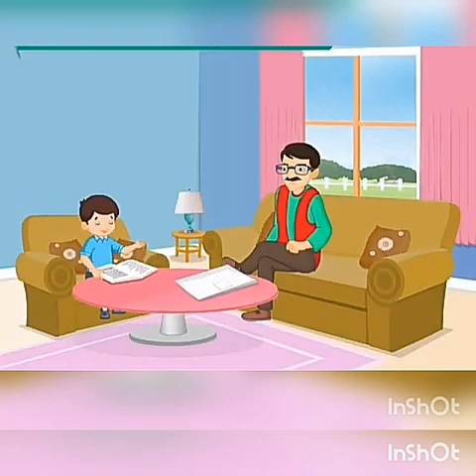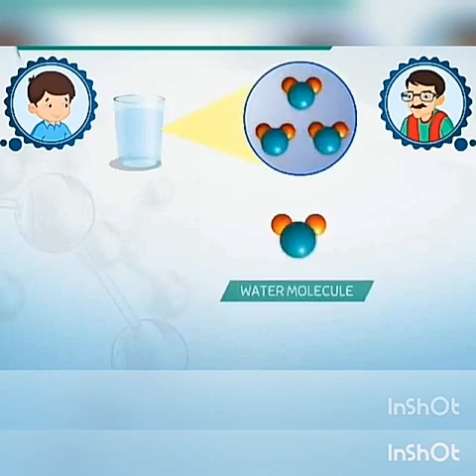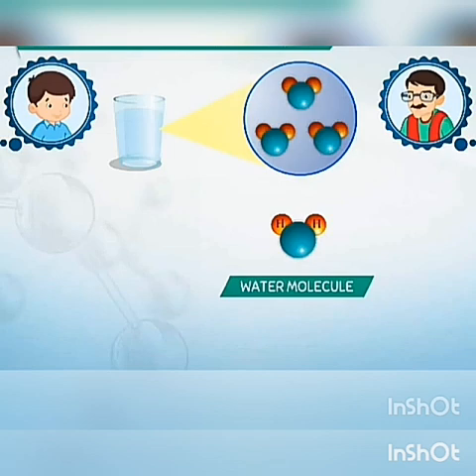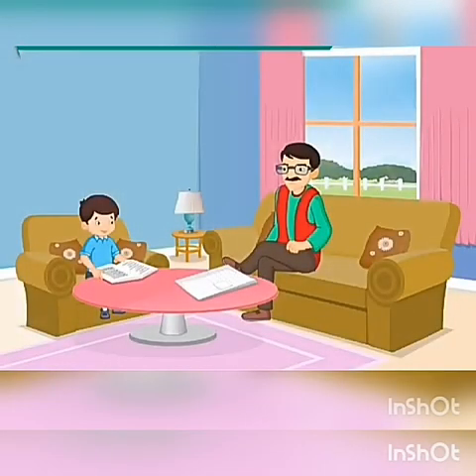Then why is water different from oxygen gas? That's because each molecule of water is made up of 2 hydrogen atoms and 1 oxygen atom. Molecules like water, which are made up of more than one type of atoms, are called compounds. It's interesting, Dad.